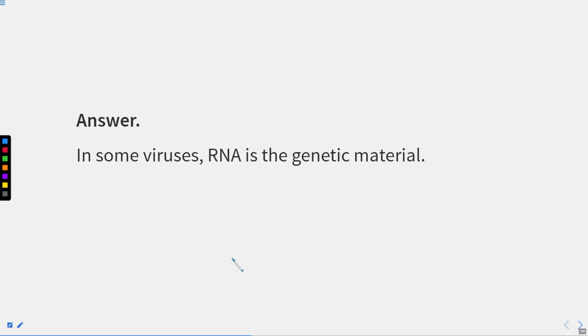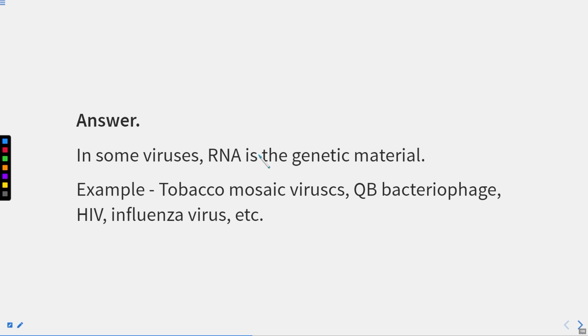In some viruses, RNA is the genetic material. The examples are tobacco mosaic virus, which has RNA as the genetic material. Another one is Q beta bacteriophage, which also has single-stranded RNA. Again, human immunodeficiency virus, HIV, has 2 copies of single-stranded RNA.